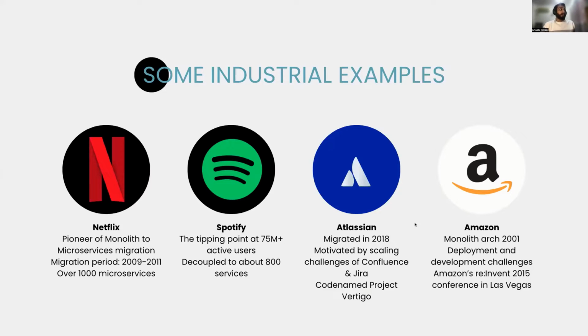Some industrial examples. Netflix is one of the most popular examples. You may have heard of their monolith back in 2007 and 2008. Eventually, they were the pioneers of migrations from monolith to microservices, starting from 2009. And right now, to this day, they have over 1,000 different microservices.